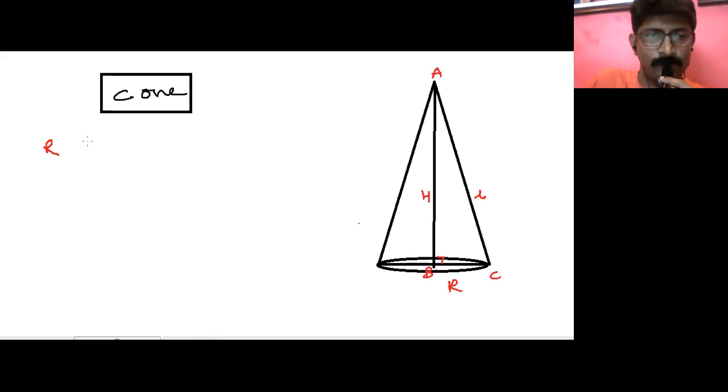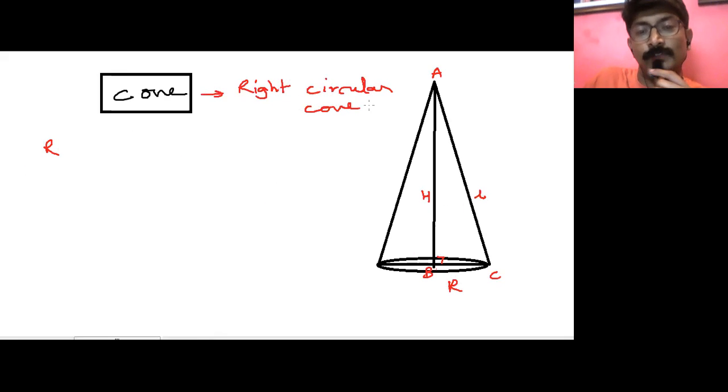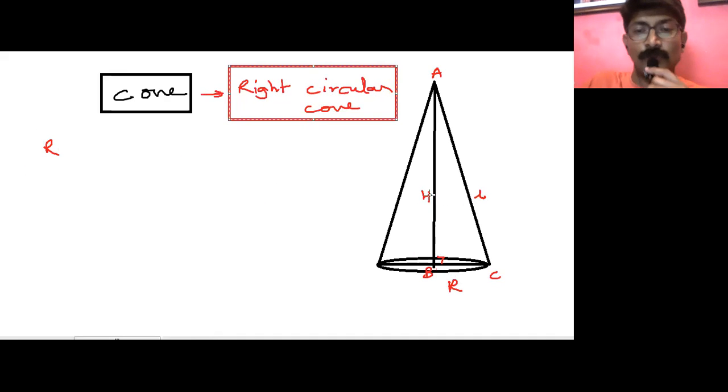Basically this cone is also called a right circular cone. Why is this called a right circular cone? Students, keep writing along with me so that your notes get prepared simultaneously. So this is also called a right circular cone. Why? Because it's making a 90-degree angle with the base. So what does R stand for? R stands for radius of the base, or you can say radius of the cone.